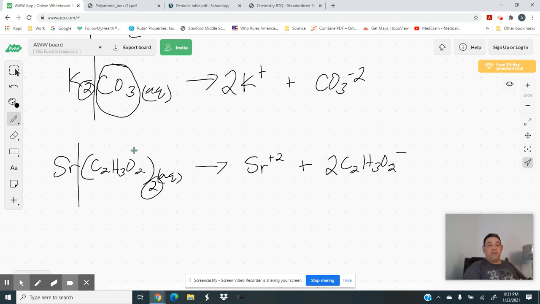Actually, I think it's pretty easy when there's parentheses. Whenever you see parentheses, what it's telling you is that inside the parentheses is a polyatomic ion. And when you liberate them, when you break them up in aqueous solution, there's going to be 2 of them. So I put 2 of them, and each one goes its own way. Right? And the strontium is over here. So that's how you're going to be doing the problems today.